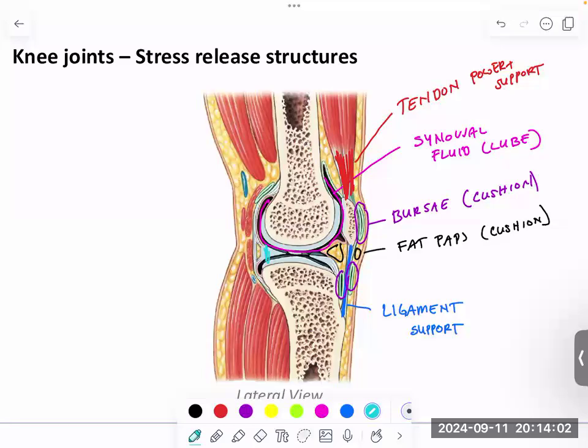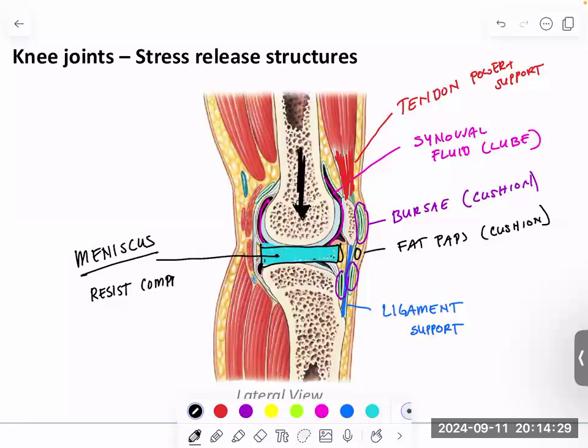Your knee meniscus. You have two of them at the knee, and they are super important. Why? All your weight comes bearing down on that pad. The knee meniscus is designed to resist compression, so you don't grind your femur to your tibia. That is painful.